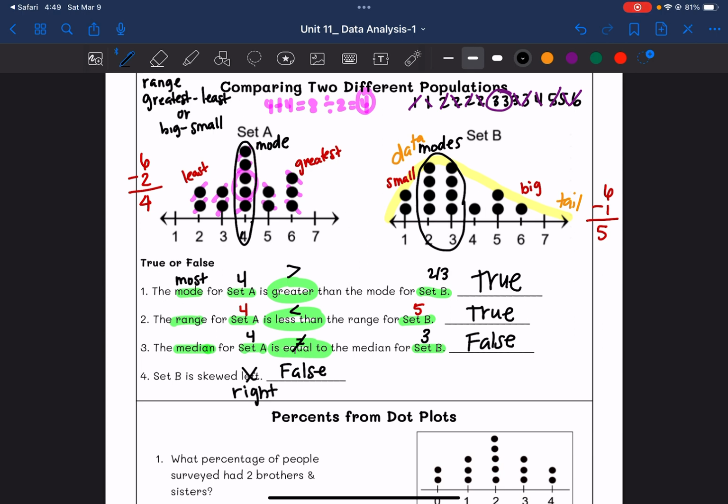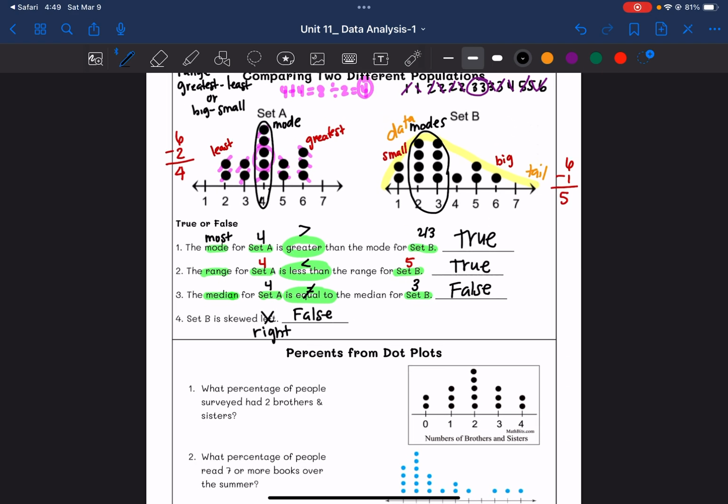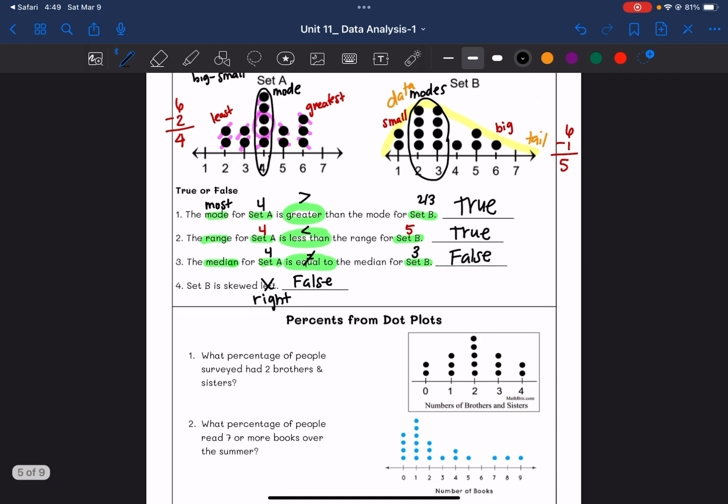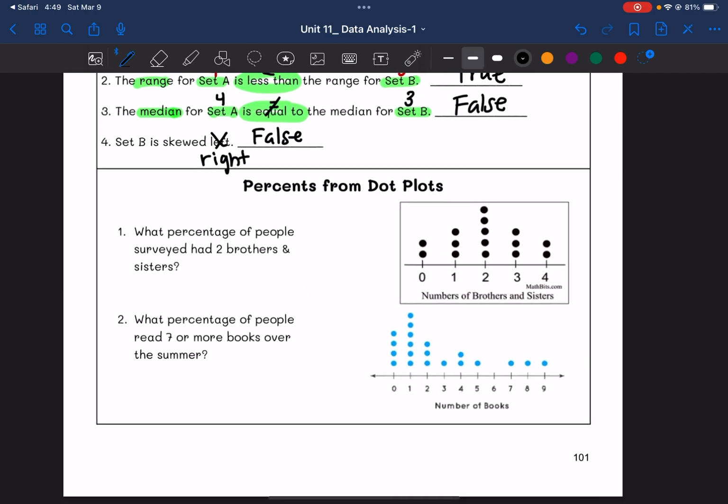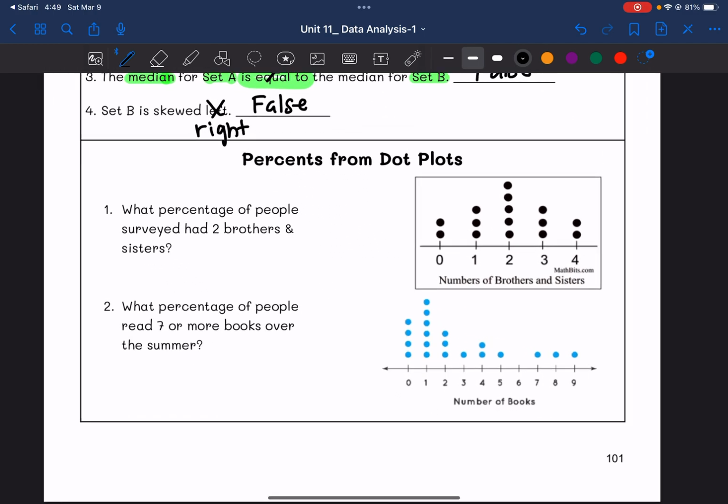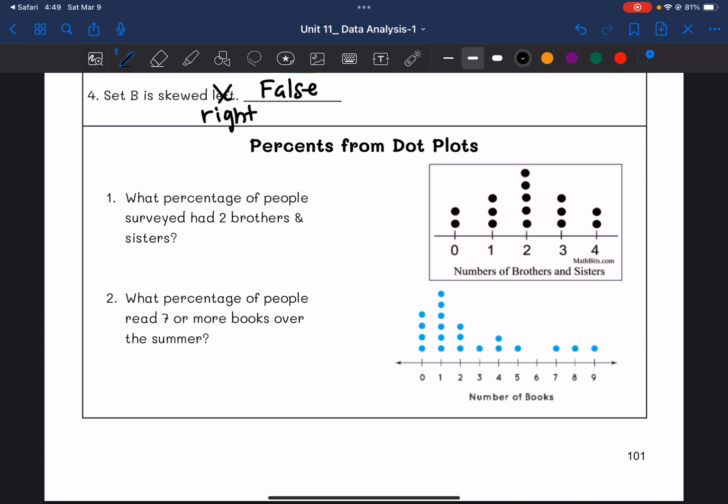All right, now that we have that, let's move on to the next part. Take a moment to pause if you need to. I'm going to go ahead and move to percents from dot plots. I'm going to show you 2 ways. I'm going to show you the harder way first, and then I'll show you the other way that you might end up liking and using more. So let's look at the first question.